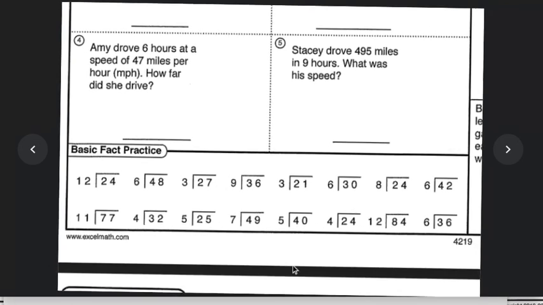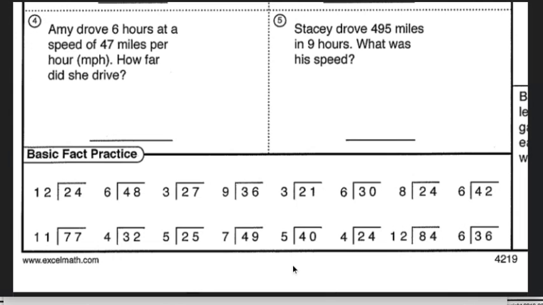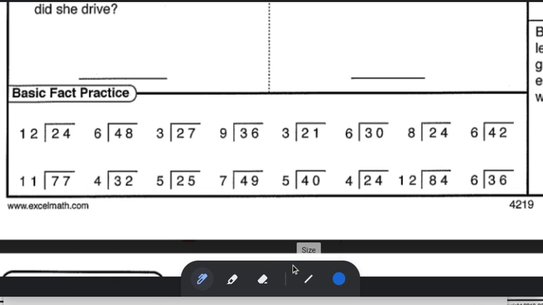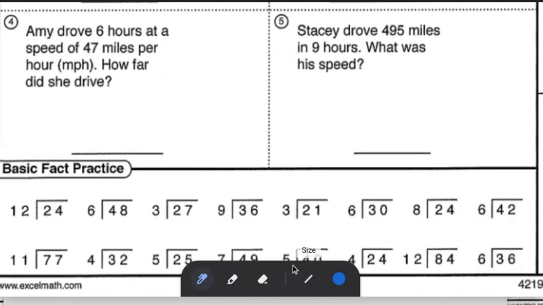All right, here we go. So you're going to pause the video and try 4 and 5 on your own. If it's really hard for you, you can do 4 and then turn the video back on to see the answer and then do 5. Or you can just do 4 and 5 right now and then turn the video back on. So pause it now. All right, you should have already done number 4. The problem says Amy drove 6 hours at a speed of 47 miles per hour. How far did she drive?